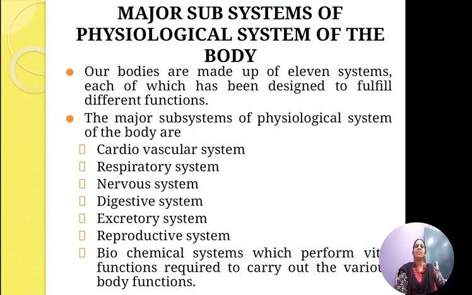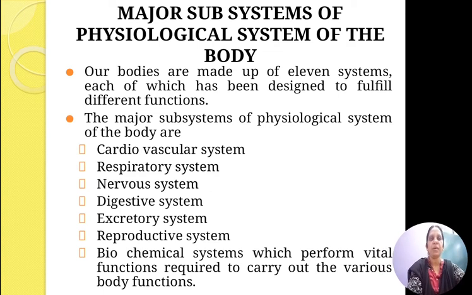Major systems of the physiological system of the body. Our body is made up of 11 systems, each of which has been designed to fulfill different functions.